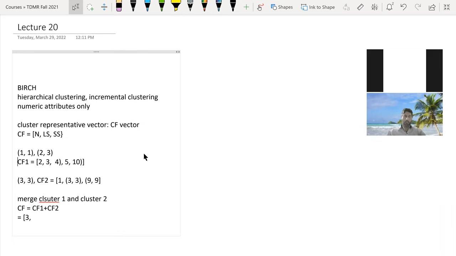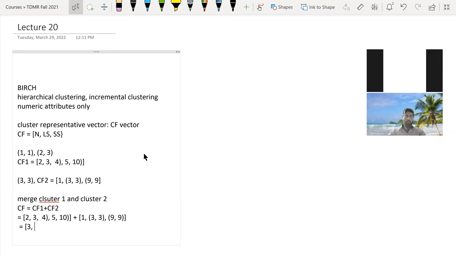ठीक है, so let me copy this. We have 1, 3, and 3, and then 9 and 9. So simply you need to add those two. So add ka matlab ye hai ki n add karenge, ls add karenge, ss add karenge, and you'll get the CF for the new cluster.